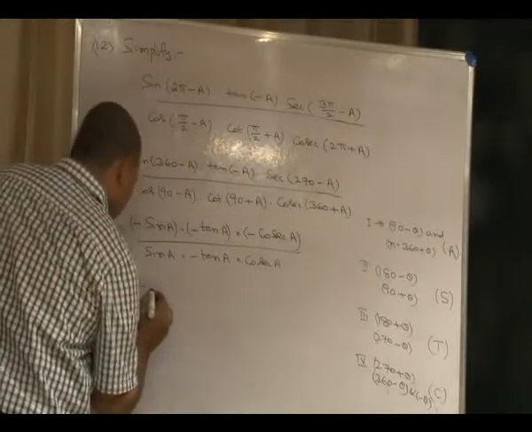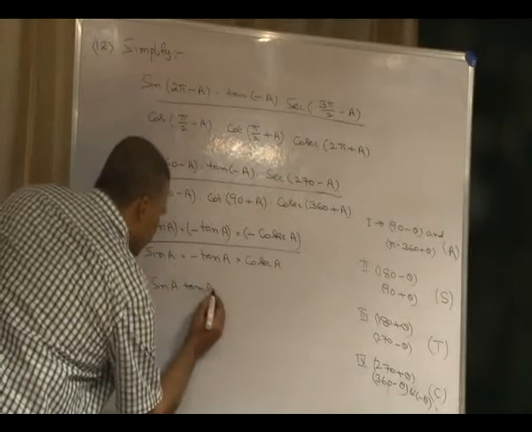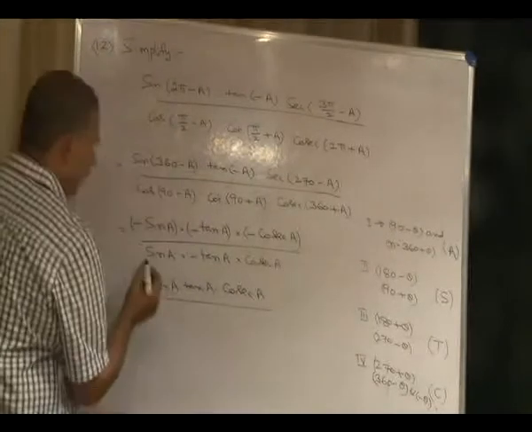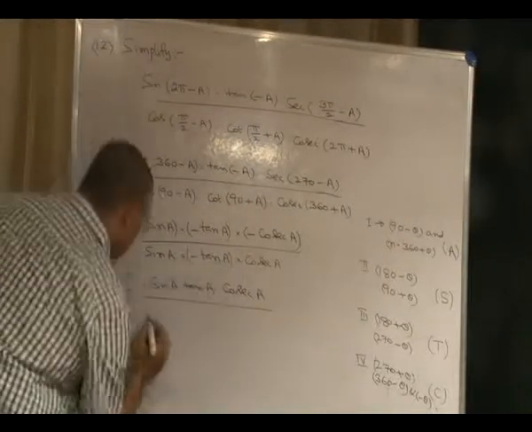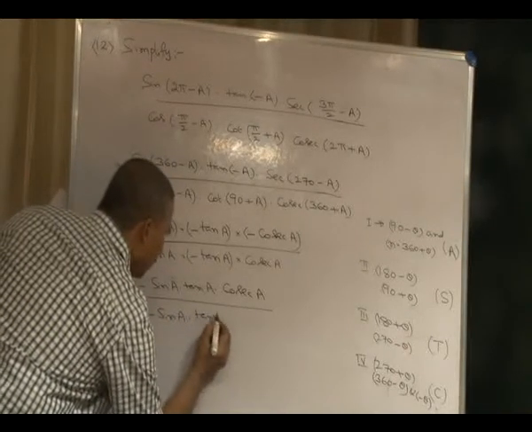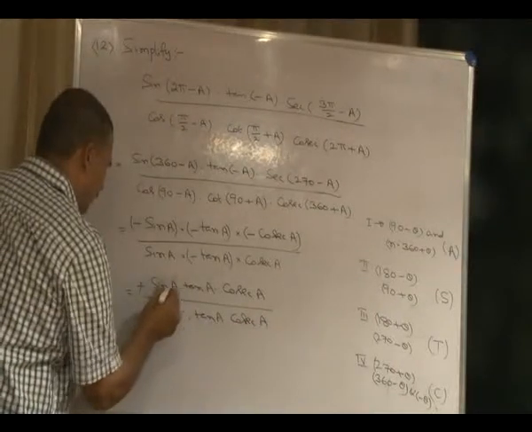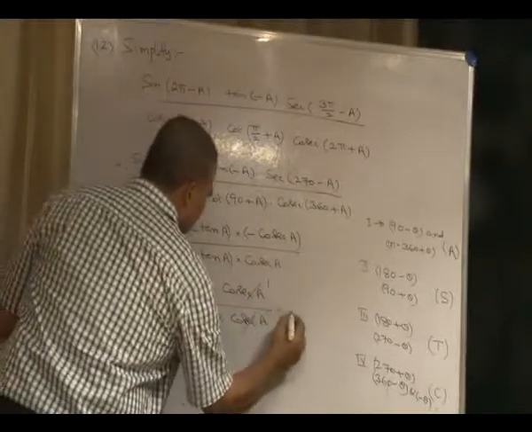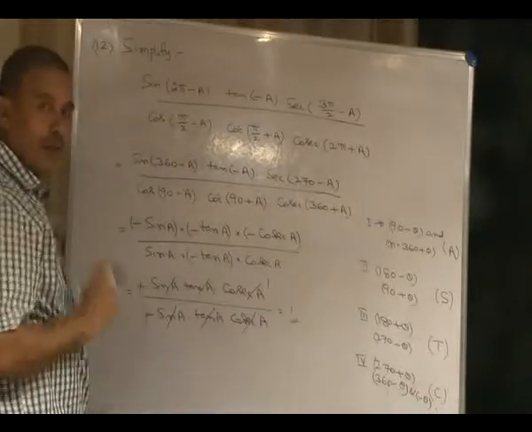tan a into cosecant a, by here the plus into minus is minus, into plus is minus, sin a into tan a into cosecant a. The minus signs cancel, sin a cancels, tan a cancels, cosecant a cancels, that is equal to 1. The value of the given problem is 1.